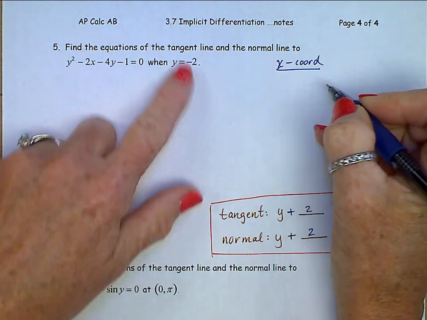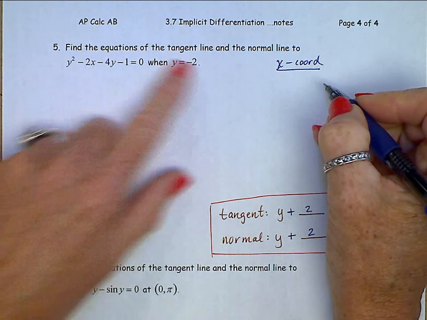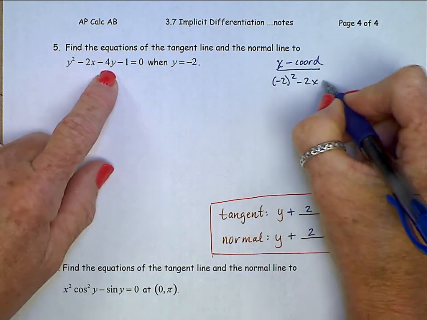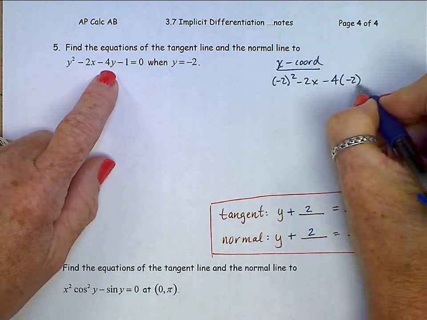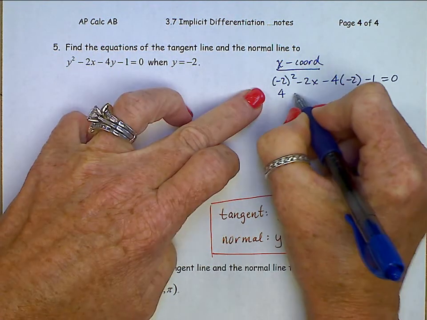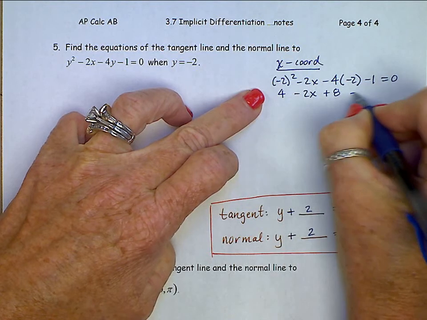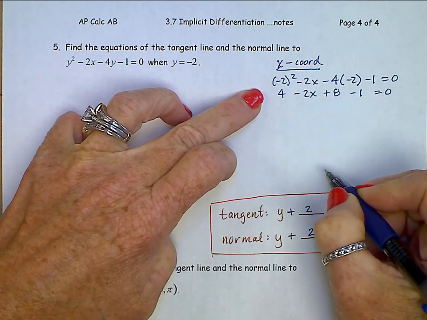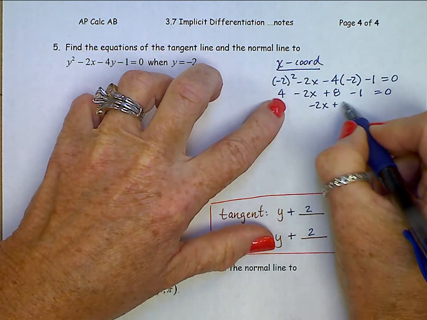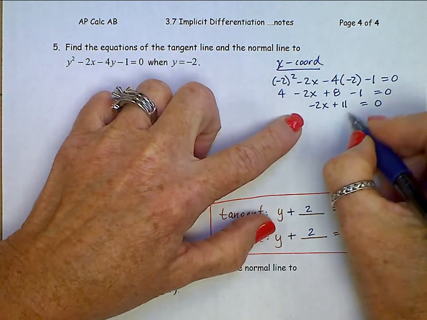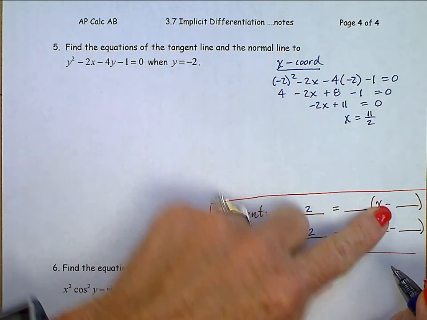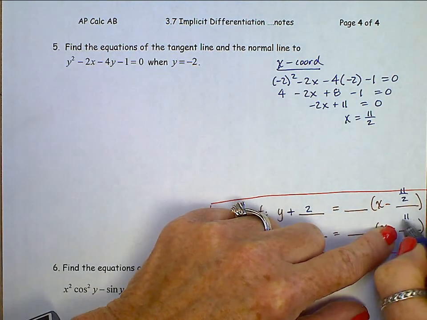For the x coordinate, we'll plug negative 2 in for y. So we have negative 2 squared minus 2x minus 4 times negative 2 minus 1 equals 0. We have 4 minus 2x plus 8 minus 1 equals 0. Negative 2x, 4 and 8 is 12, minus 1 plus 11 is 0. x is 11 over 2. So we can fill that in. 11 over 2.